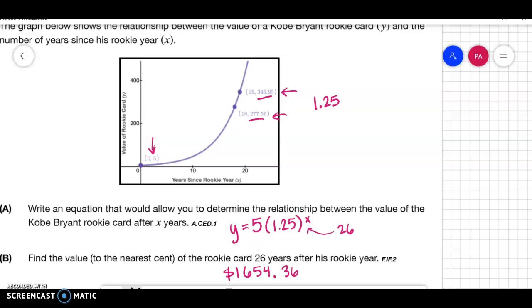So again, when you've been given a graph and it's exponential, you need to divide the y values, the second y value by the first, because we can see that it's a growth. If you flip-flopped it, you would have gotten 0.75, and you'd be thinking it's a decay. All right, let me know if you have questions.